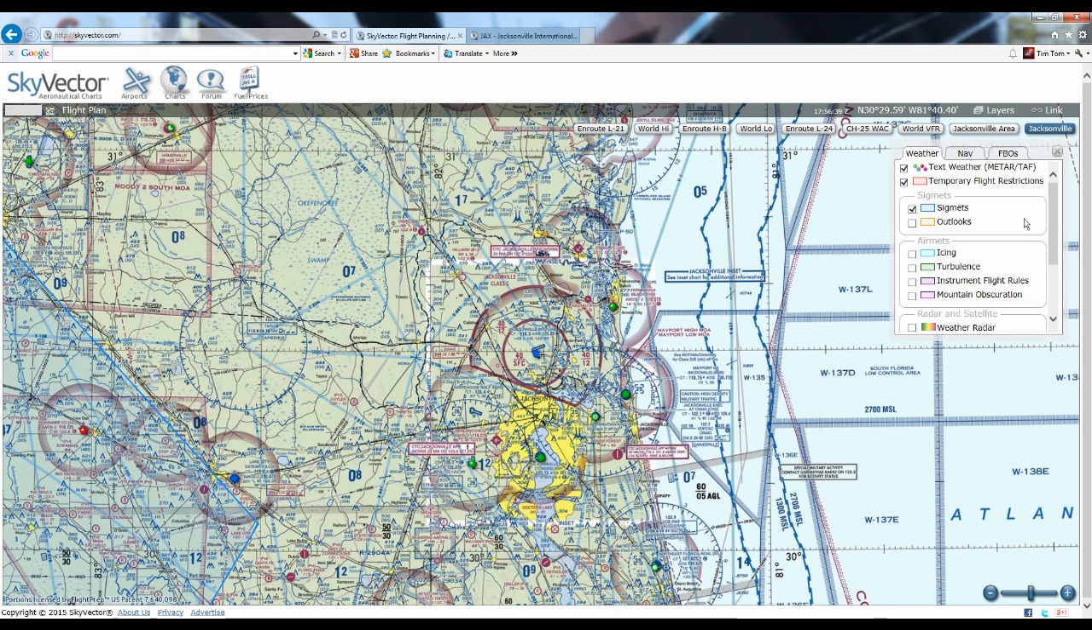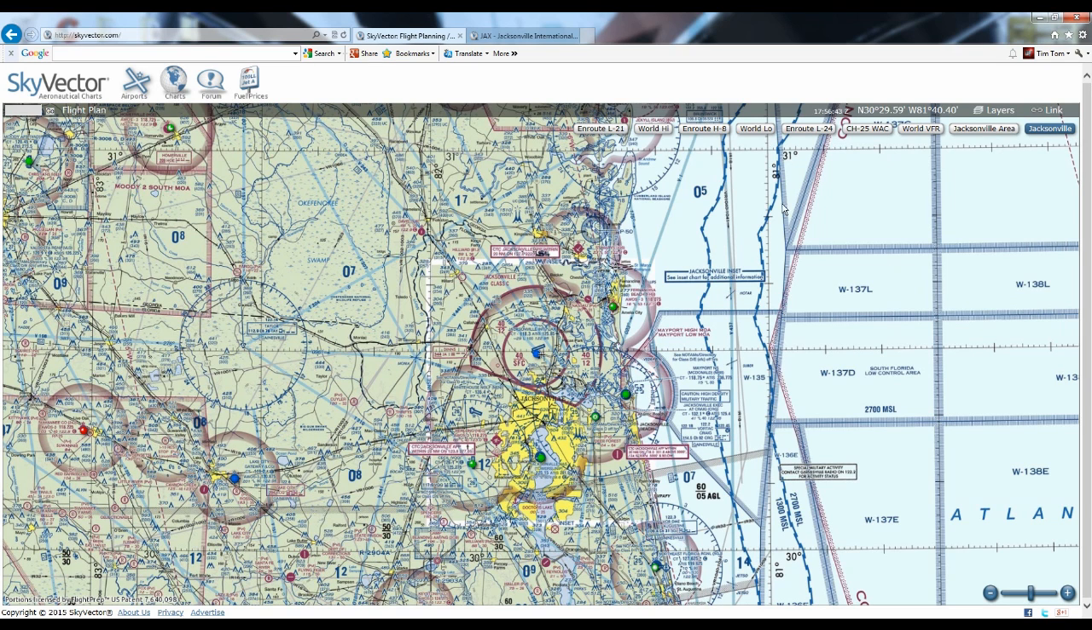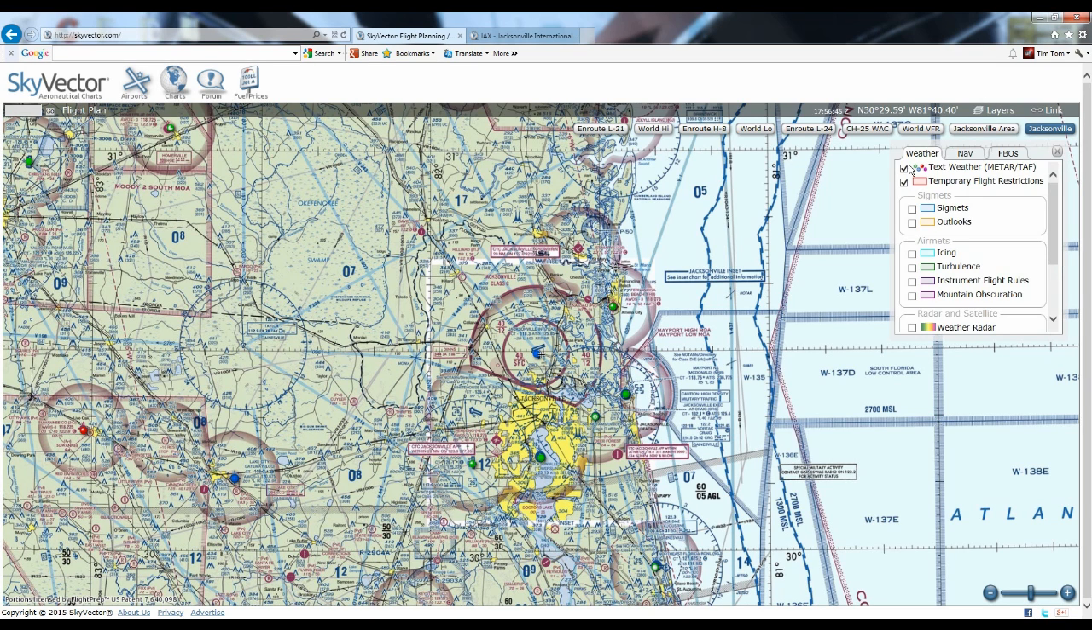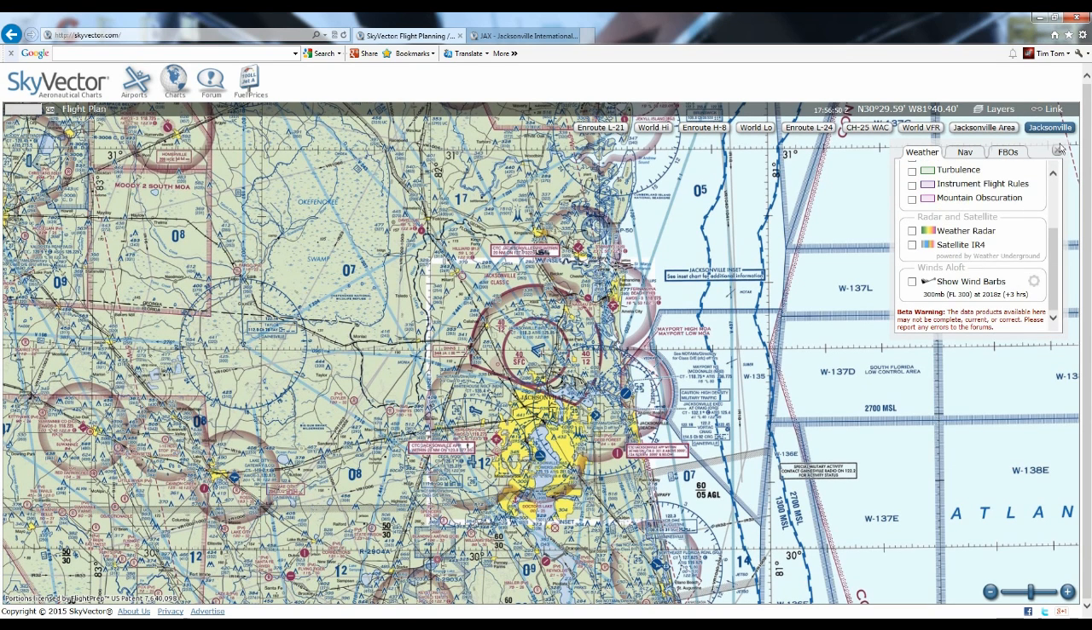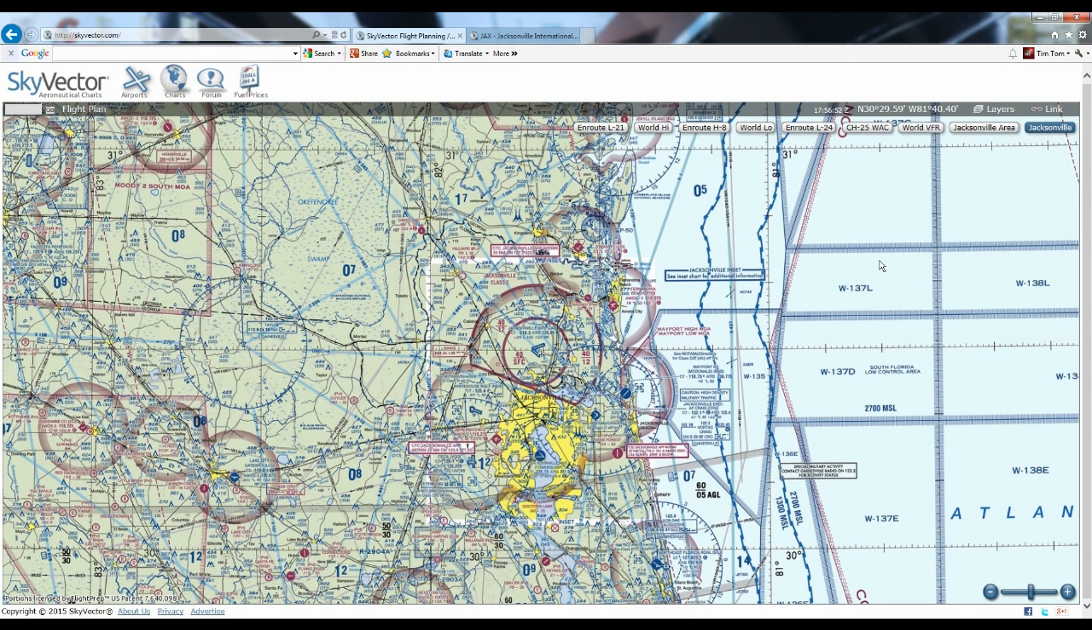So real quick, let me get these out the way. These are shown by SkyVector. They're SIGMETs, AirMets, and other fun stuff. They're not part of charts. Actually, can I turn off the... Yes, I can. I can turn all that off so it doesn't show up. So now we're only seeing the sectional chart itself.